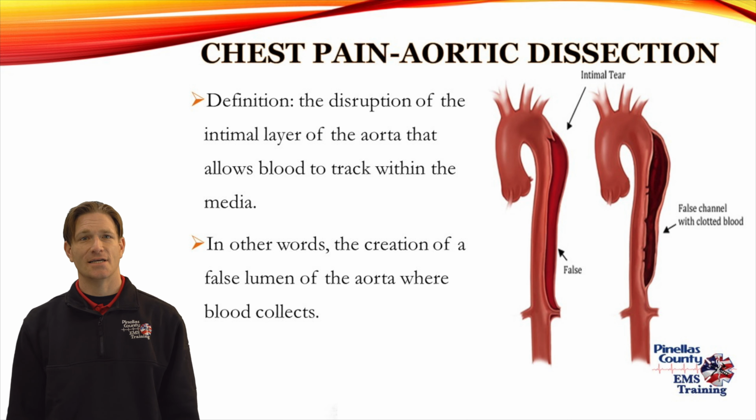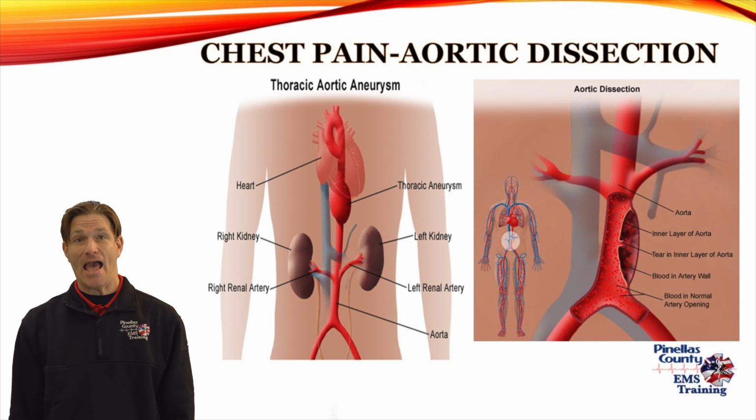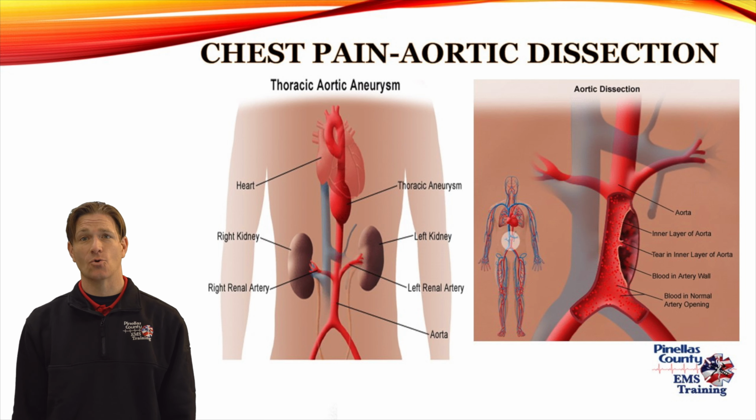In aortic dissection, the true definition is the disruption of the intimal layer of the aorta, allowing blood to track within the media. Simply put, the creation of a false lumen in the aorta where blood collects. And even more simply put, it stretches out and could lead to an aneurysm. A thoracic aortic aneurysm is a bulging, weakening area in the wall of the aorta, an abnormal widening or ballooning greater than 50% of the vessel's normal diameter.